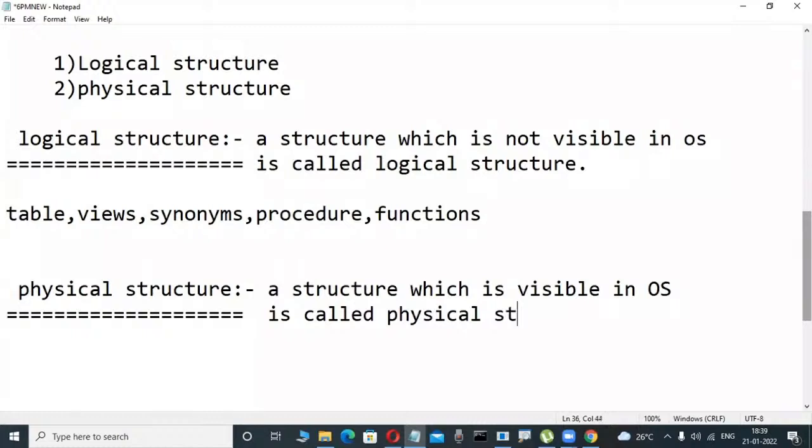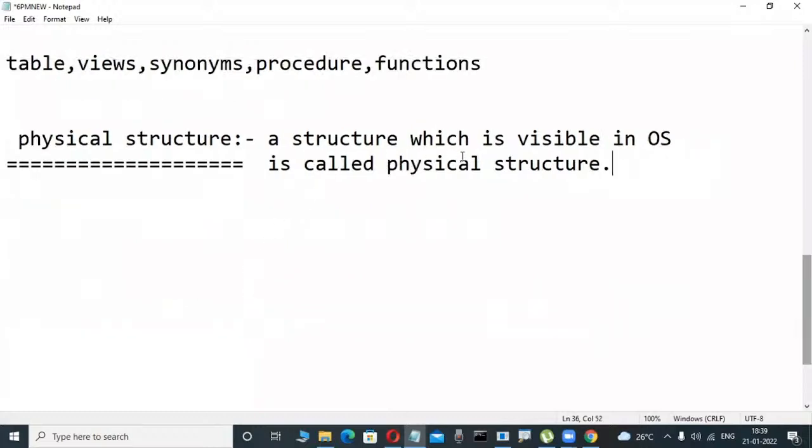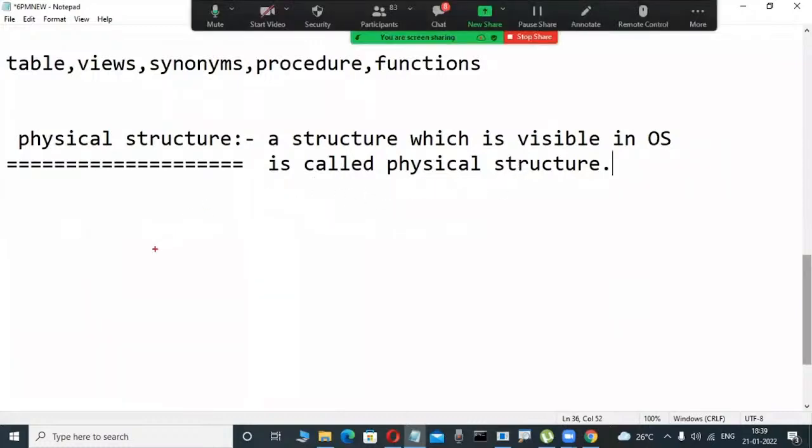Who are the persons working in this physical structure? It's a big concept. I'm telling the definition side only, because today I will tell you which definition of database is correct. A structure which is visible in the operating system is called a physical structure. Suppose I am installing software, some physical files are created on the disk. Suppose PowerPoint, MS Access, MS Word, anything we load, physical files are created.